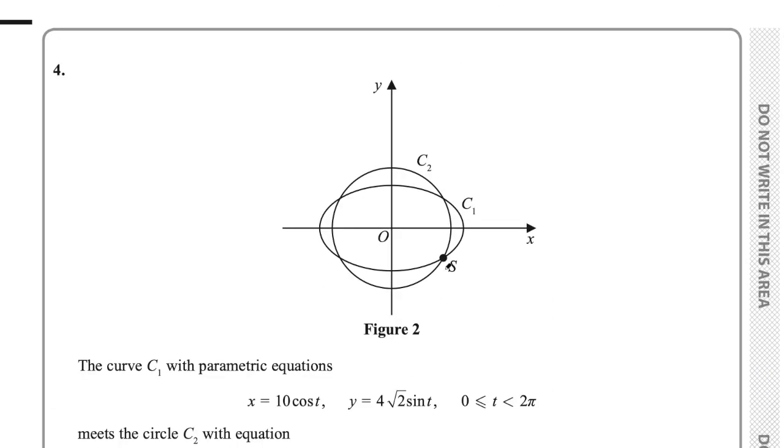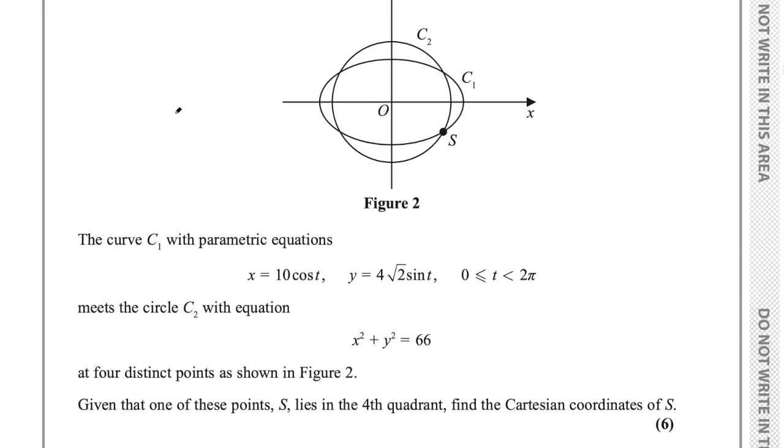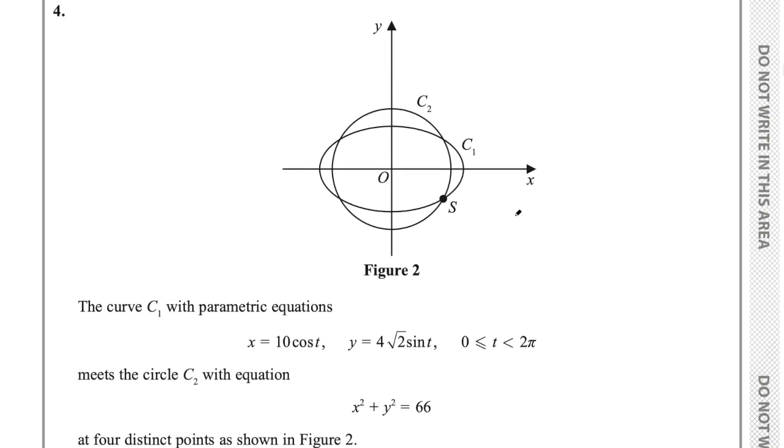Question 4 gives us a diagram and it says the curve C1 with parametric equations x equals 10 cosine t and y equals 4 root 2 sine t, where t is between 0 and 2 pi, meets the circle C2 with equation x squared plus y squared equals 66 at 4 distinct points as shown in figure 2. Given that one of these points S lies in the 4th quadrant, find the Cartesian coordinates of S. Okay, so we have an ellipse and a circle, and they're meeting at S.